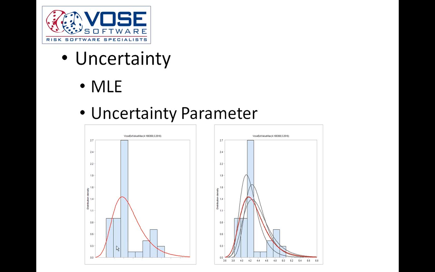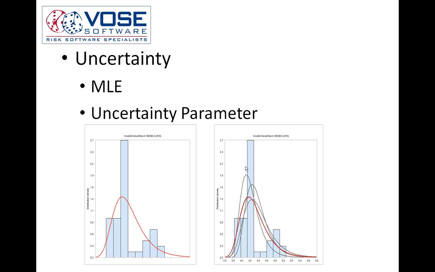In this case, we've got some data represented by the histogram. The red line is a fitted parametric distribution. It's the MLE. But if we select the uncertainty parameter, we can acknowledge the fact that there is uncertainty about the particular parameters that are driving this fitted distribution. And so we can now come up with a number of other distributions which also fit.